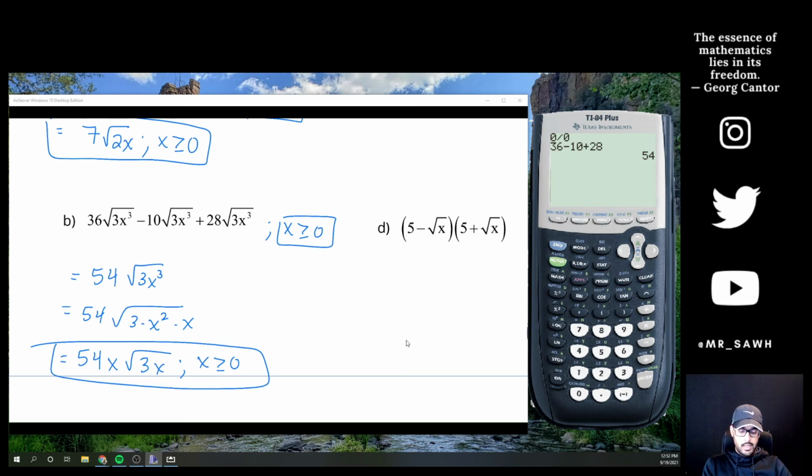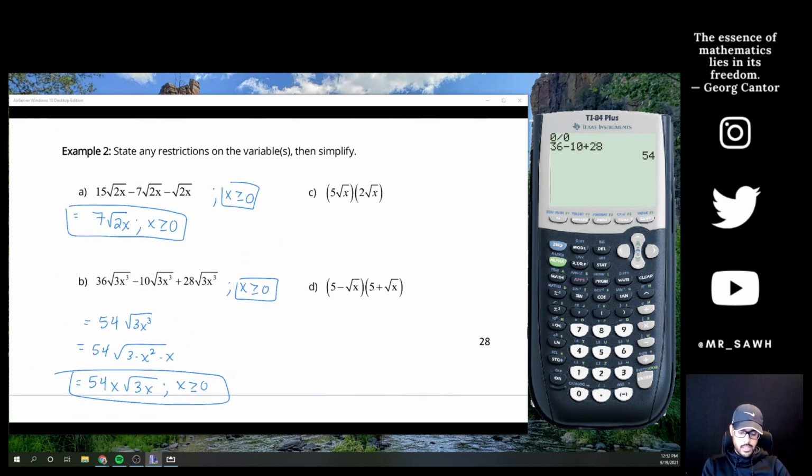For D, again, you can look at those radic... Oh, I forgot about C. Let's go back up there.